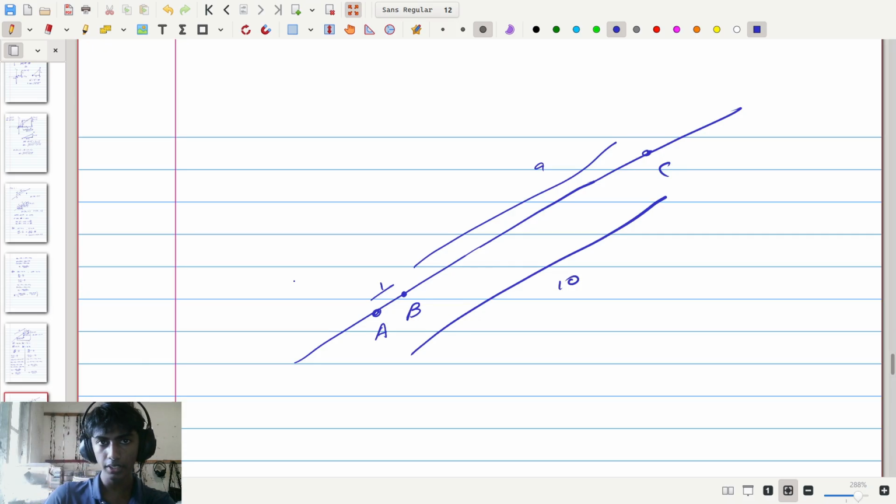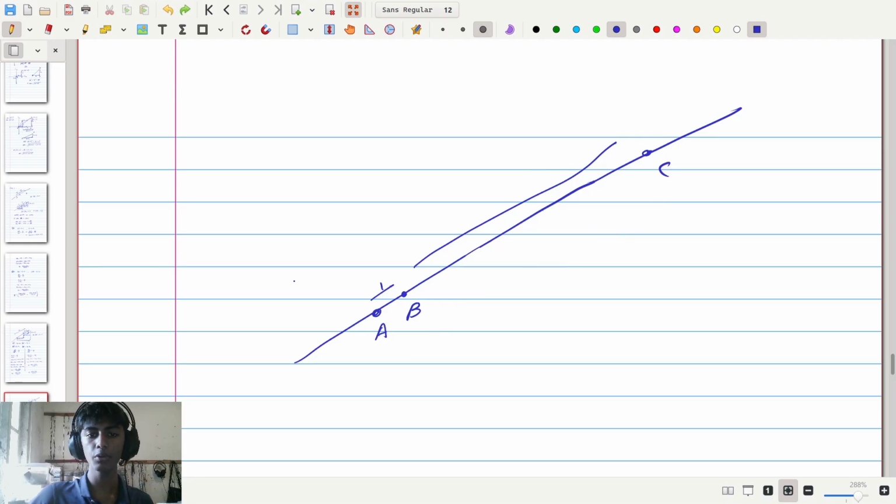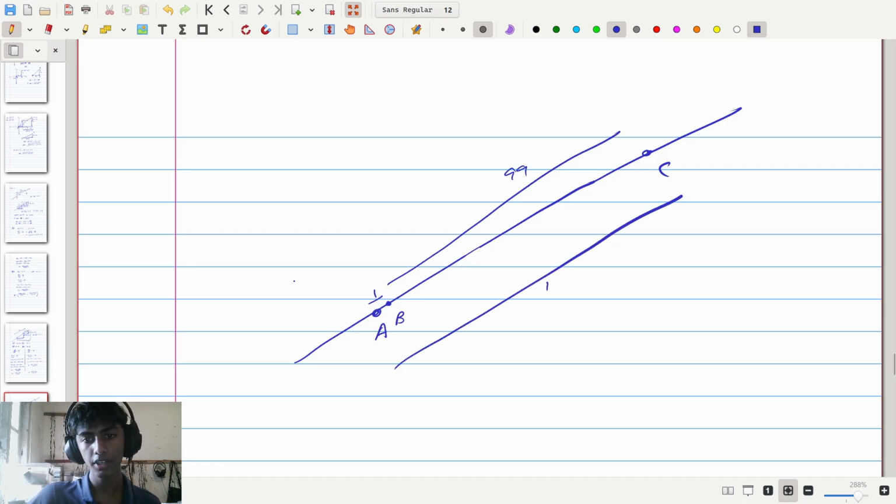Notice that 10 to 9 is very close to 1. If I push C even further away, very far away, and I take B extremely close to A like this, such that this distance is 1, this distance is 99, and this distance is 100, notice that now the AC to BC length ratio is very close to 1 to 1.